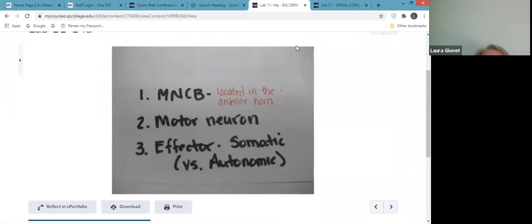All right, so number 2, as I said, is talking about the whole thing. That's your motor neuron. 1 is specifically pointing to the cell body of that motor neuron located in the anterior horn. And then last of the reflex arc is your effector. You said know the difference between somatic versus autonomic, but I don't think I asked you that. But I would ask you, hey, what is the function of number 3? And you go, okay, it's pointing to an effector.